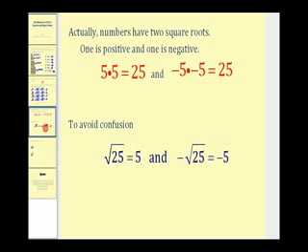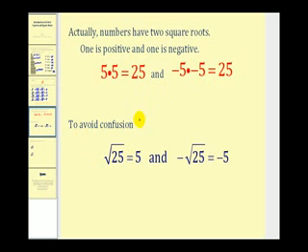Now there's one more thing we need to discuss. Actually, numbers have two square roots. If I asked you what are the square roots of 25, notice we can obtain 25 from the product of positive 5 times positive 5, and also from the product of negative 5 and negative 5. So if somebody asked what are the square roots of 25, we would actually say positive 5 and negative 5.